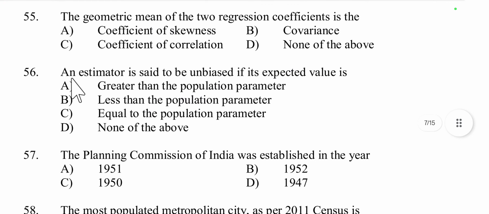Then question number 56, an estimator is said to be unbiased if its expected value is greater than the population parameter, less than the population parameter or equal to the population parameter. It is equal to the population parameter. An estimator is said to be unbiased if its expected value is equal to the population parameter, because unbiased estimator means E of sigma hat. So option C is the right answer.